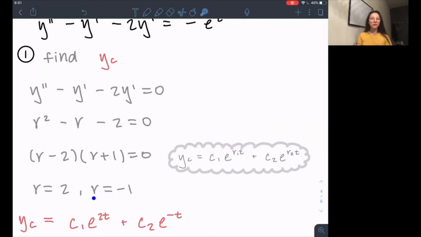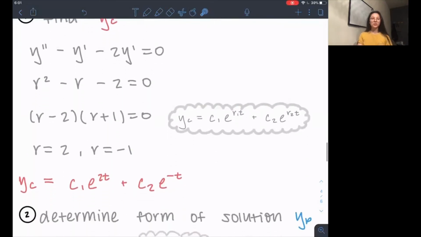And then over here, I would just put what the general form would look like. I filled in my 2 for r1, and then I filled in my negative 1 for r2. And this is what the solution looks like: c1 e to the 2t plus c2 e to the negative t.